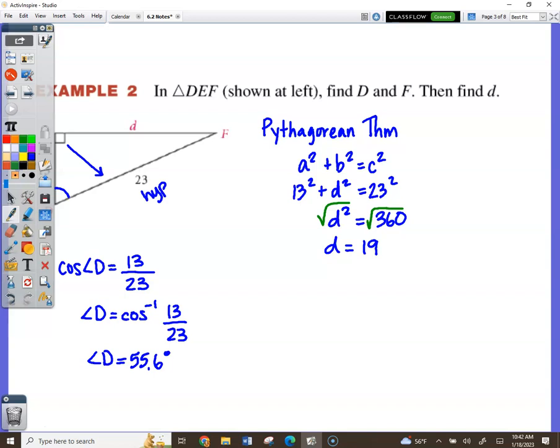If you know for a fact you did that right, then you could confidently find the third angle. You could do trig again, or you could do 90 minus angle D, right? There's two ways you could do it. You could do both if you thought maybe you messed one up. So angle F would be 90 minus 55.6. Is that 40 or 34.4?